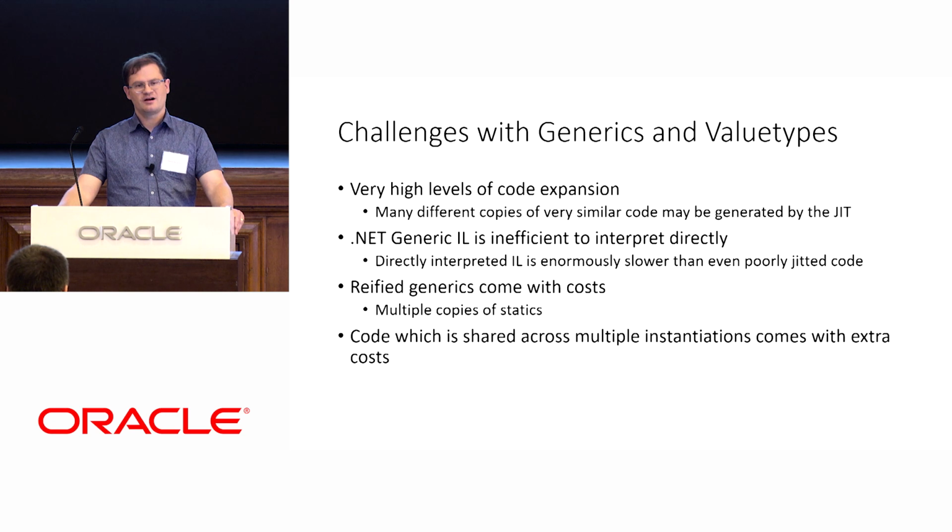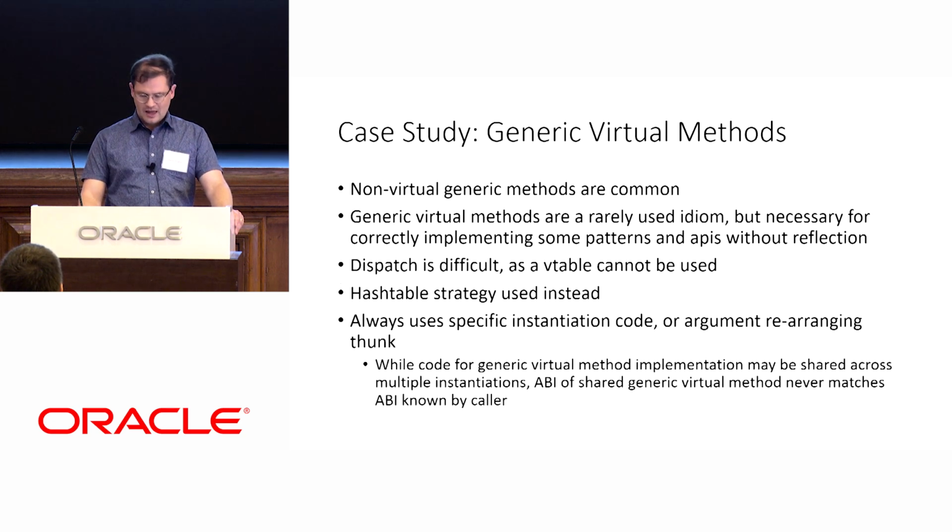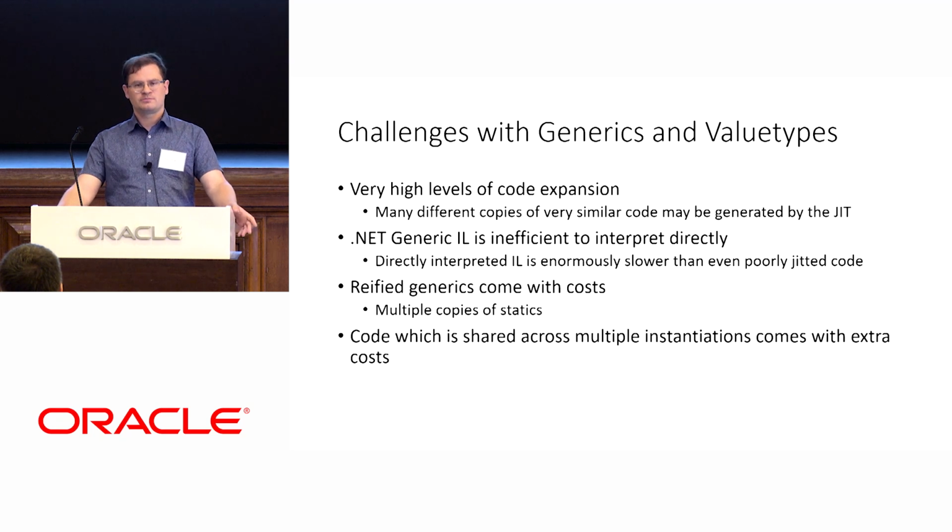With reified generics comes more data structures. We have to have multiple copies of statics. We have multiple copies of type system data structures. We have to find the right place to put all of these. What lifetimes are these associated with? These are all fairly difficult questions to answer. And even when we don't generate multiple copies of code, we have code that is shared across multiple instantiations, so it needs to reach into type system data structures to get whatever the right answer is.